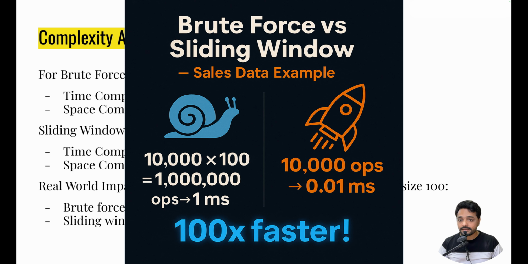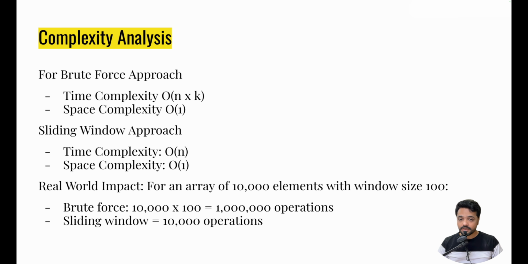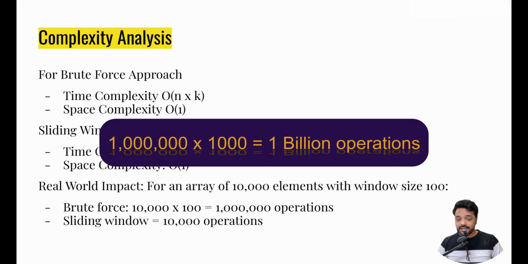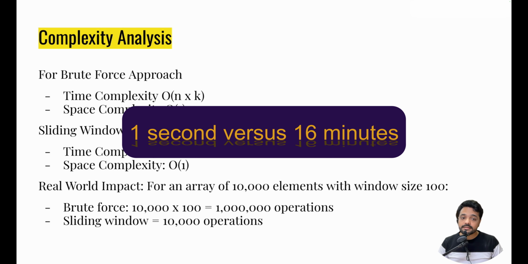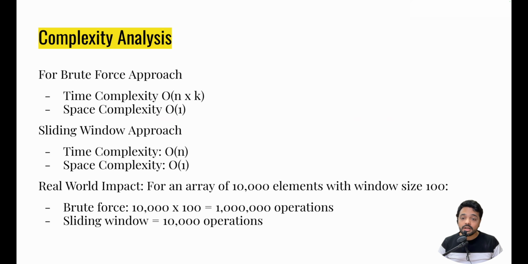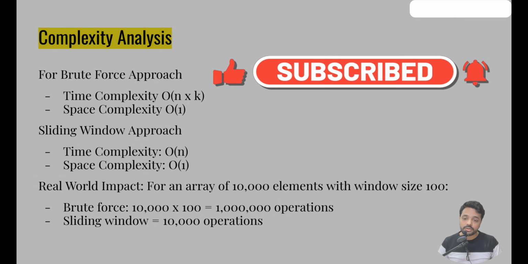But wait, it gets even crazier with bigger datasets. Brute force is 1 million times 1000, which is 1 billion operations, and for sliding window it's 10 lakhs operations or 1 million operations. That's 1000 times faster. This is the difference between your algorithm finishing in 1 second versus 16 minutes. In production systems, this could be the difference between real-time responses and users abandoning your app. So the bottom line is sliding window doesn't just make your code faster, it makes impossible problems possible.